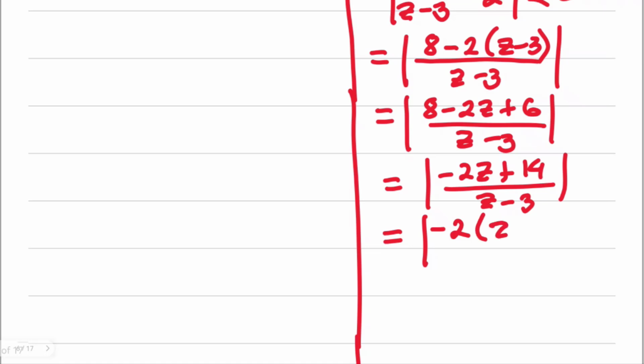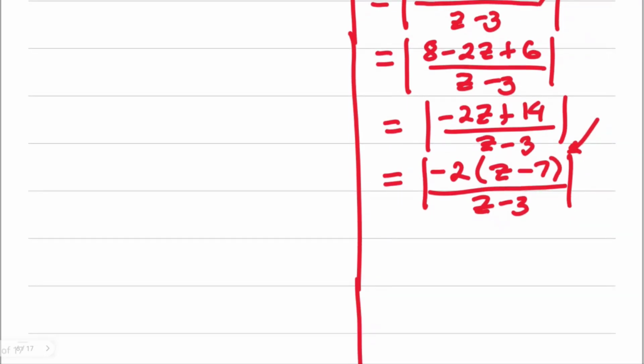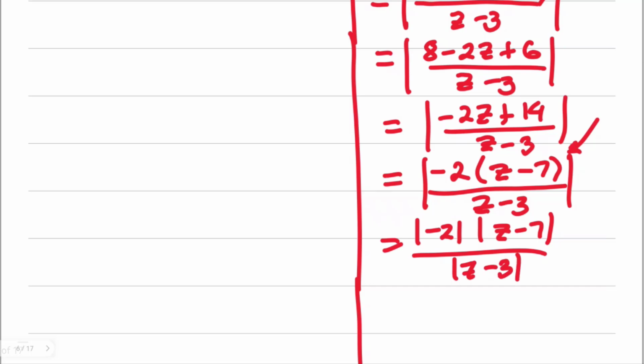So you have here z minus 7. z minus 7 is already existing here over z minus 3. Okay? We would want this alone. So by the property of absolute value notation, you have here the absolute value of negative 2, the absolute value of z minus 7 over the absolute value of z minus 3. Okay? So all of this is already good.